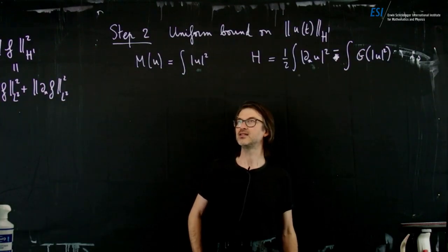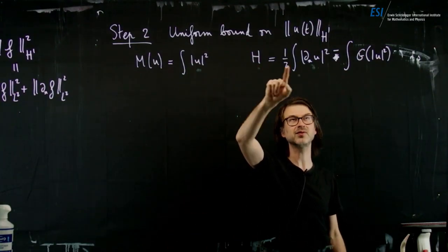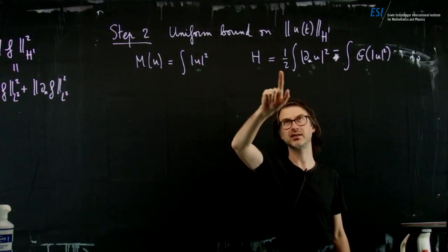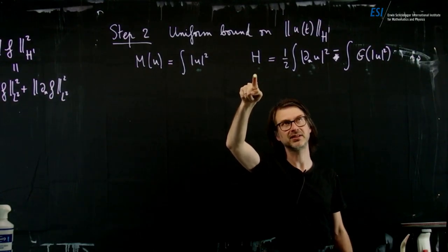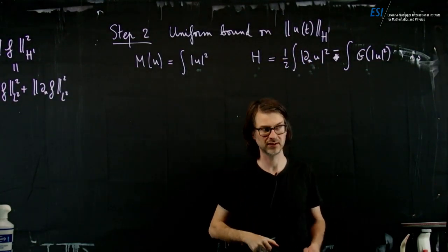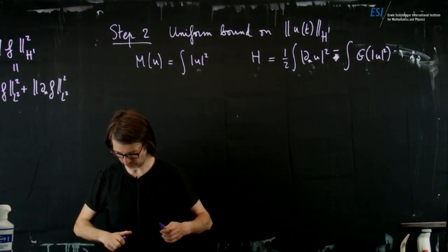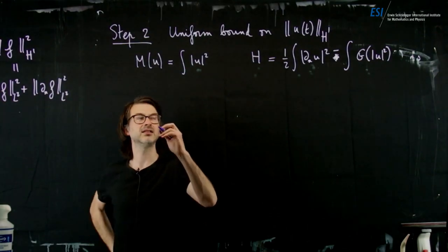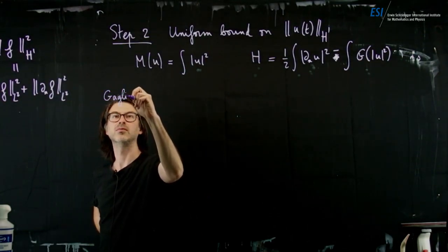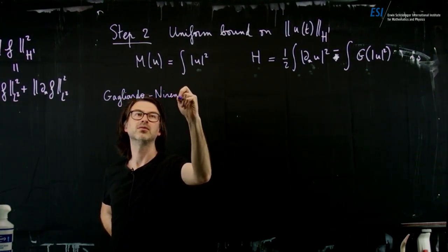Right. So you might argue, okay, the energy is conserved, but there might be a compensation between these two terms, which means that though H remains constant, this first summand here goes to infinity. Okay, so why this is not possible is due to the Gagliardo-Nirenberg inequality.